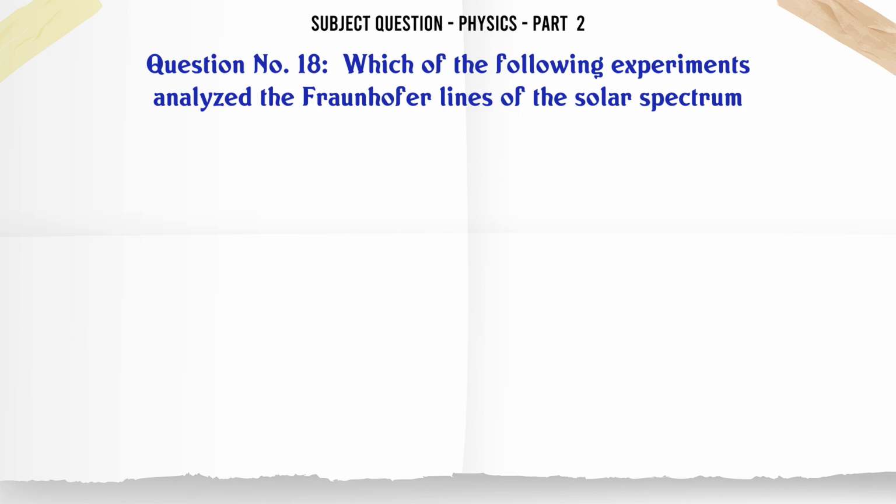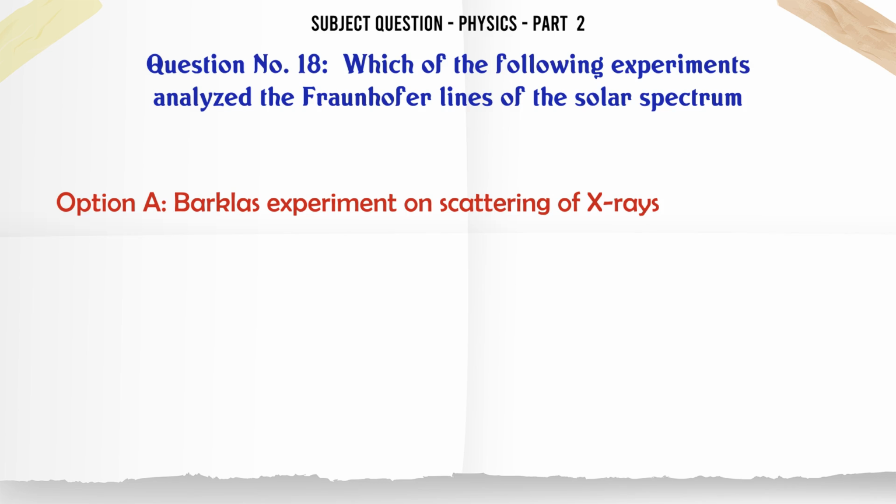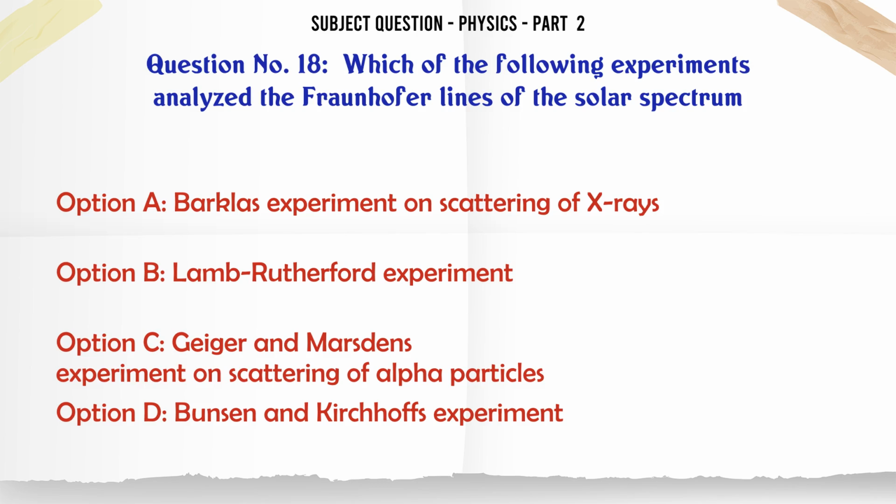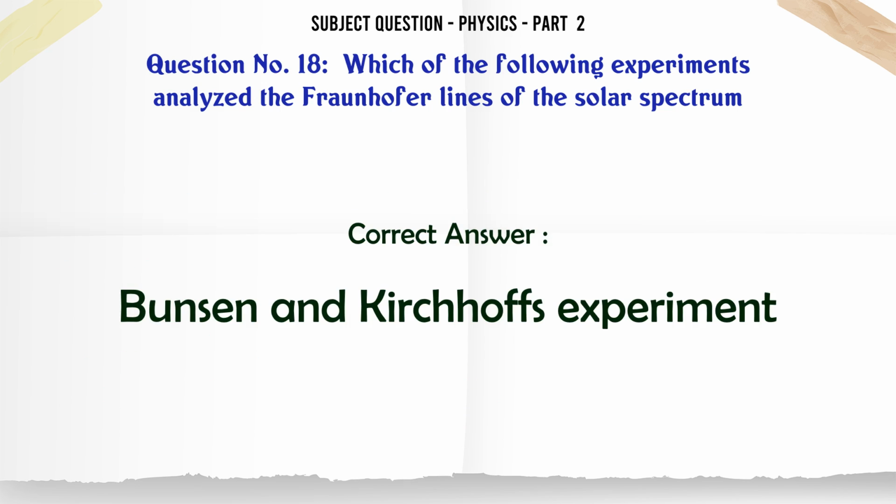Which of the following experiments analyzed the Fraunhofer lines of the solar spectrum? A. Bar class experiment on scattering of X-rays, B. Lamb-Rutherford experiment, C. Geiger and Marsden's experiment on scattering of alpha particles, D. Bunsen and Kirchhoff's experiment. The correct answer is Bunsen and Kirchhoff's experiment.